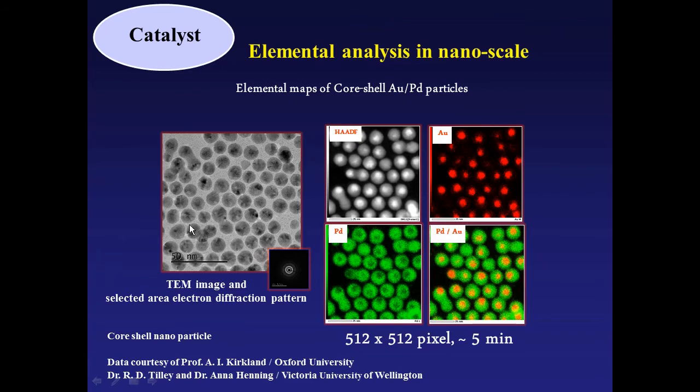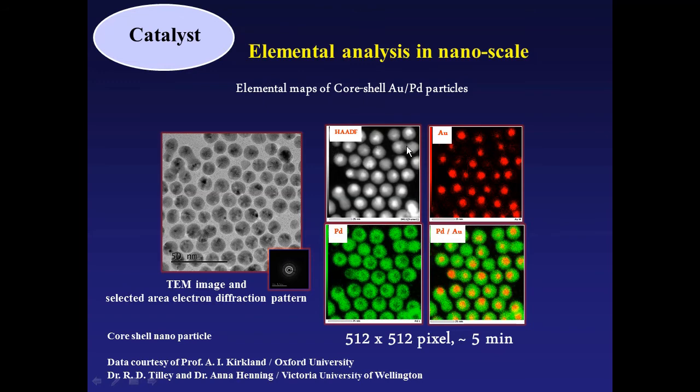This is the transmission image of a catalyst. Simultaneously, we can observe the high-angle scattered dark field image. The specimen was a gold and palladium core-shell structure nanoparticle, with a particle diameter on the order of 50 nanometers.